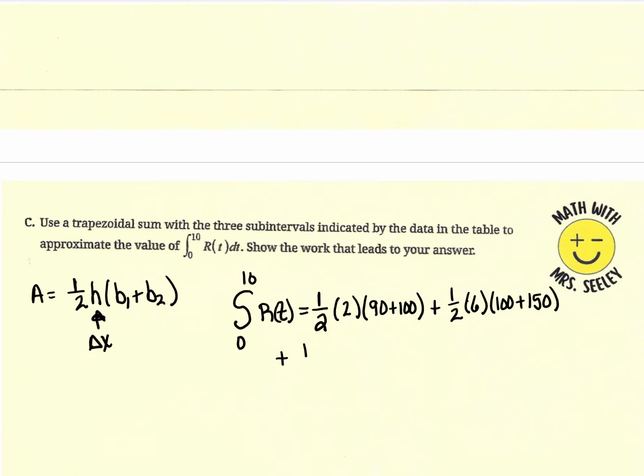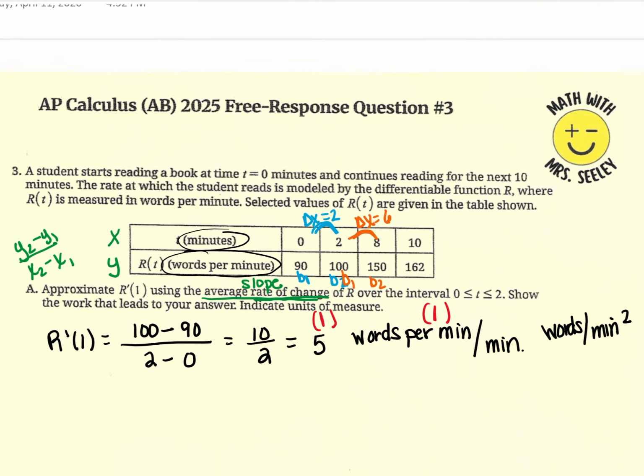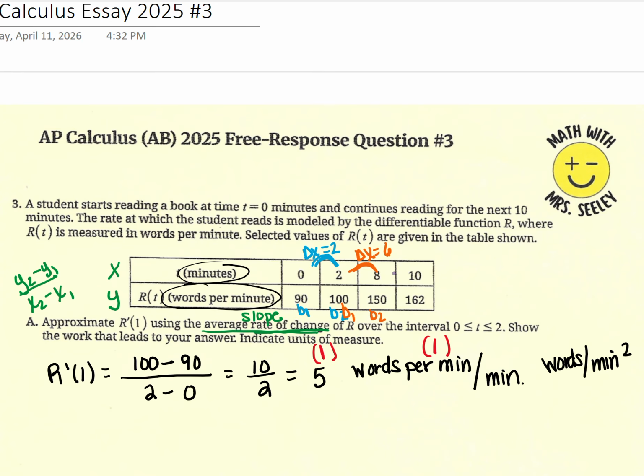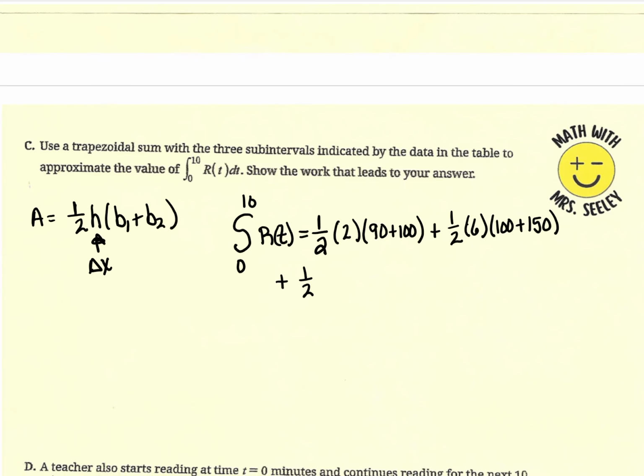Then plus the last one is 1/2. Let's go up there and find our delta x. So looking at this right here, our delta x from 8 to 10 is 2. This would be our base 1, and this would be our base 2. So let's come back down here and put it in our Riemann sum. So that's 1/2. 2 was delta x. The first base, again, was 150. The second base was 162. If you got your Riemann sum for your trapezoidal sum set up correctly, give yourself a point.